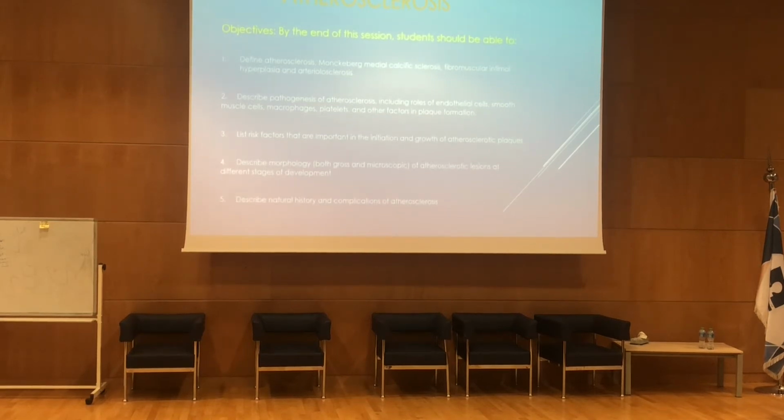Then we definitely have the morphology, gross and microscopic, of the atherosclerotic plaque lesion, which you have to know, and the different stages. So we will show you the gross and microscopic pictures of the different stages, and then finally describe the natural history and complications of atherosclerosis.